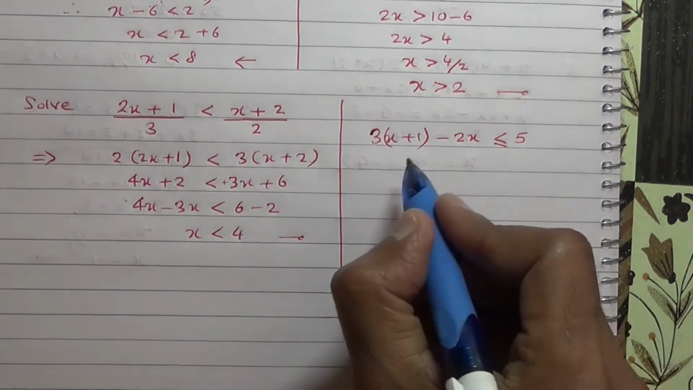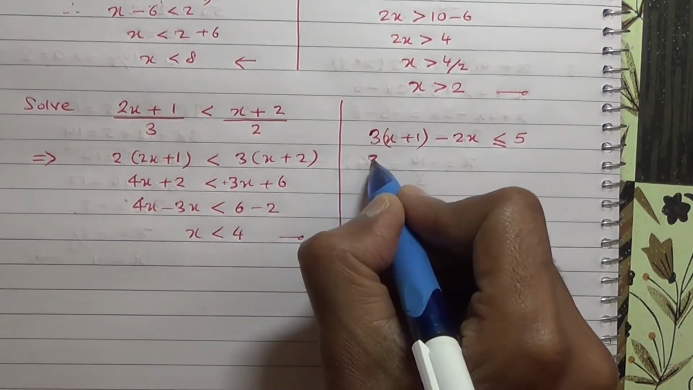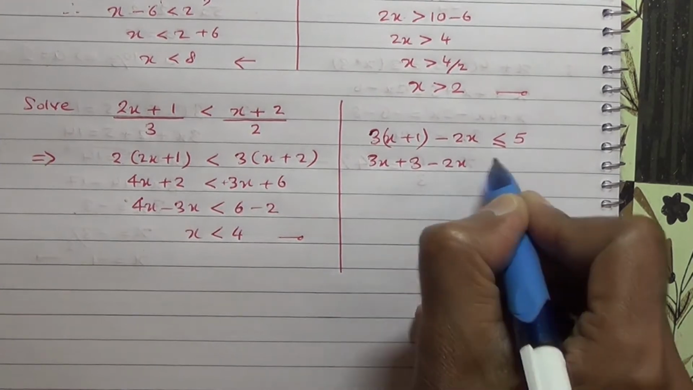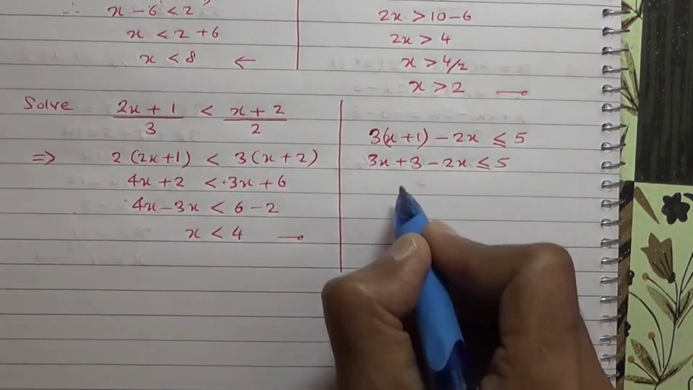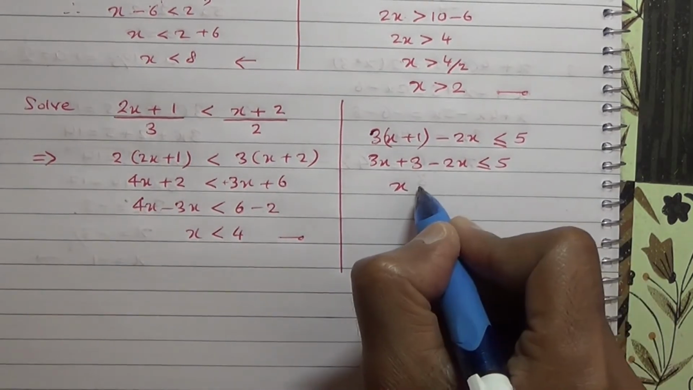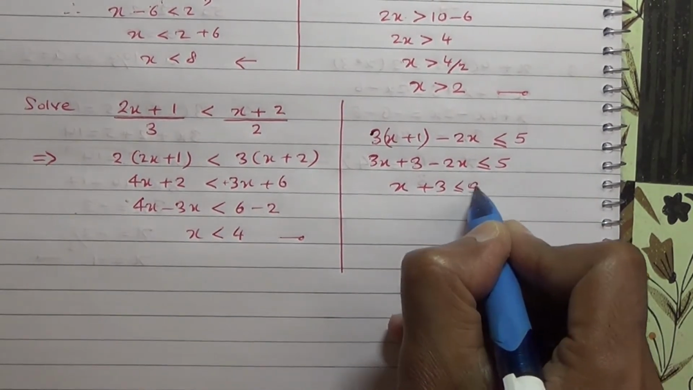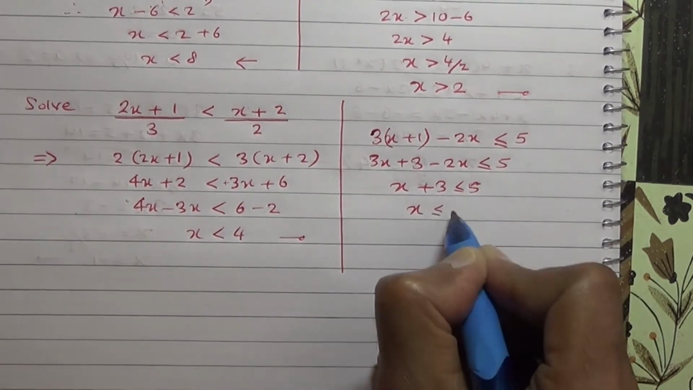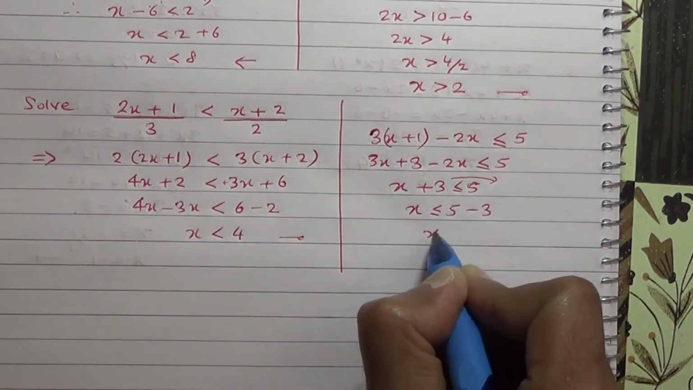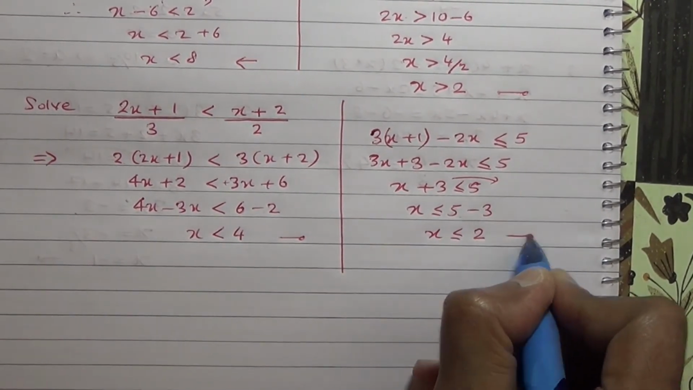So if you have to solve something like this, first you multiply out. 3 times x is 3x. 3 times 1 is plus 3. Minus the 2x less or equal to 5. 3x minus 2x is x. Plus 3 less or equal to 5. So x is less or equal to 5. The plus 3 can go on the other side, becomes minus 3. Therefore x is less or equal to 5 minus 3, which is 2. Here we are.